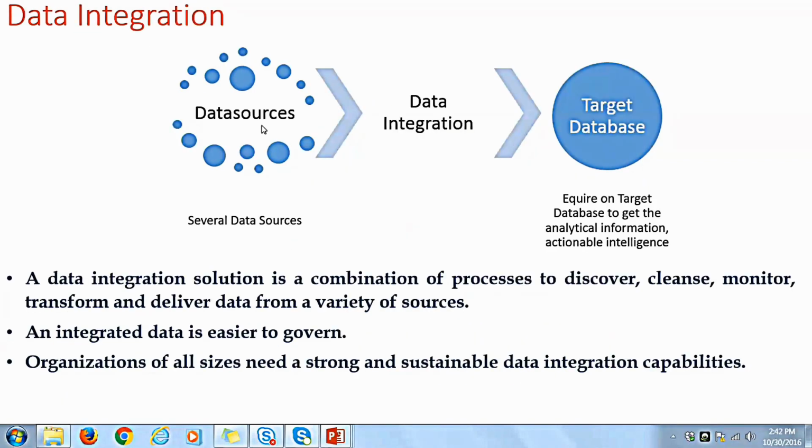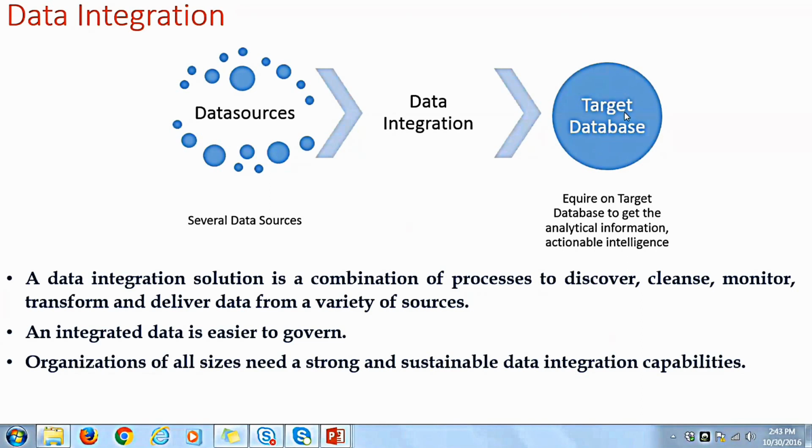Combining disparate data from different platforms on a common platform through a data integration solution is the first step in the process of deriving information and thereby intelligence from data. Once data is transferred to a target database, it can be relationally connected and queried through instructions like SQL query. A data integration solution is a combination of technical and business processes to discover, cleanse, monitor, transform, and deliver data from a variety of sources.